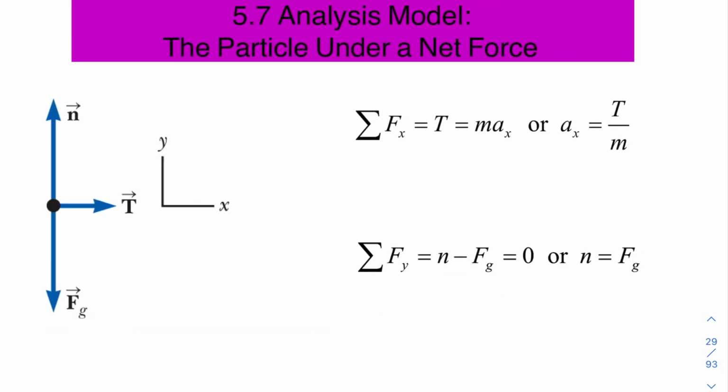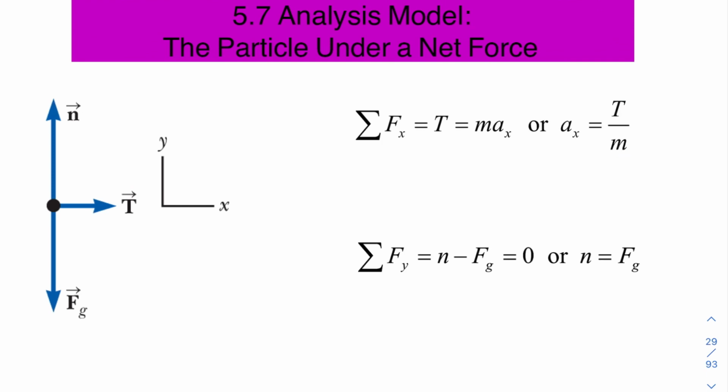So we are going to do the analysis on each of the components. Since for this case we have both the y-axis and the x-axis forces, let's begin with the summation of Fx. What kind of force exists along the x-axis? Only tension. So summation of Fx equivalent to T must be equivalent to ma along x. So rearranged, the a along x is equivalent to T over m.